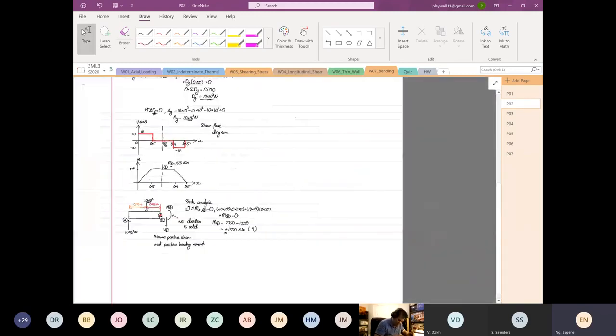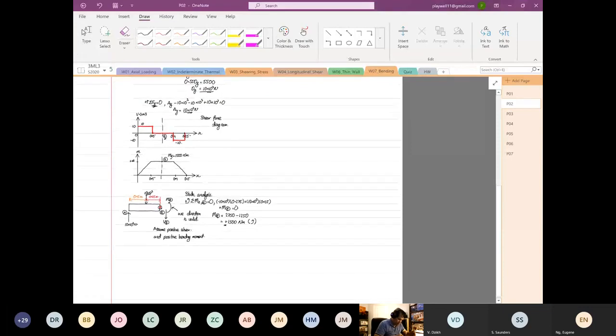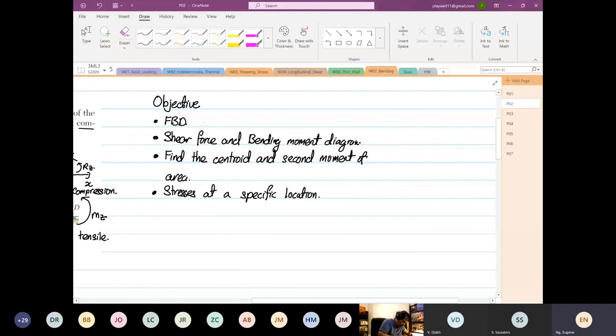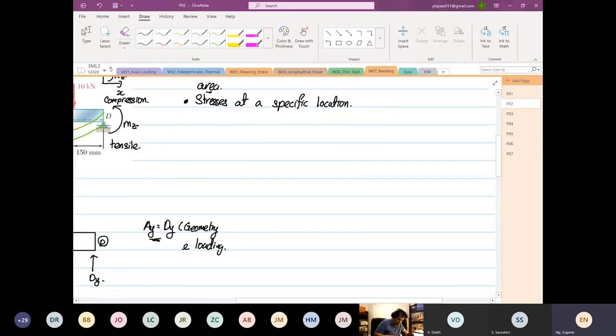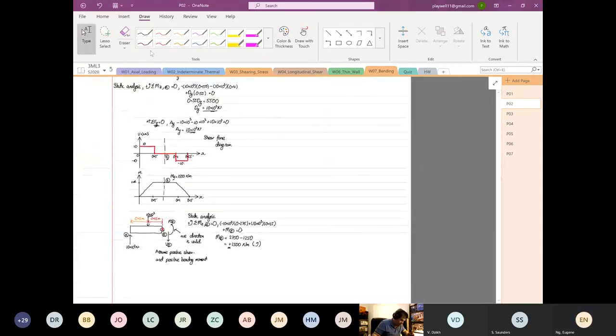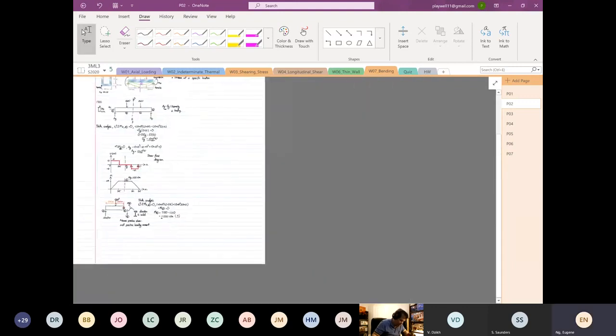Now, from here, what have we achieved? We have drawn our free body diagram. We have drawn our shear force and bending moment diagram. Next, we're going to find the centroid and the second moment of area. We're going to do that next. I'm going to do this directly over here. Before I go on, anyone, any questions, please? No question? Okay.